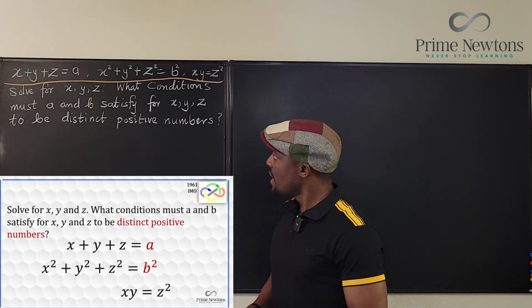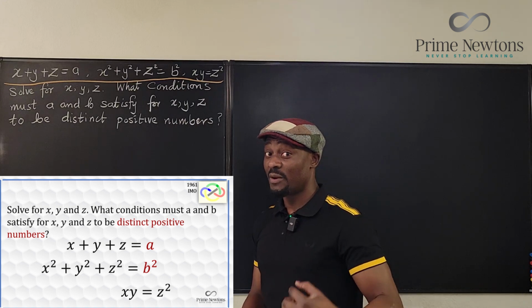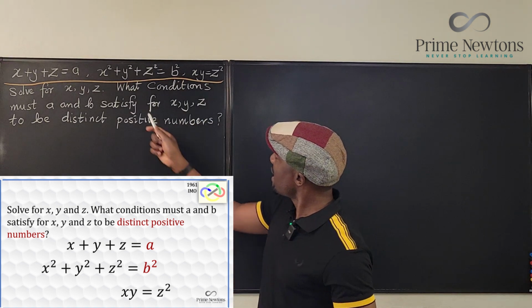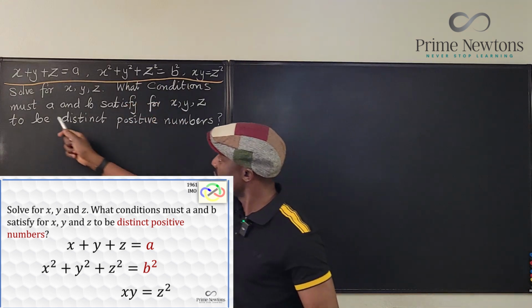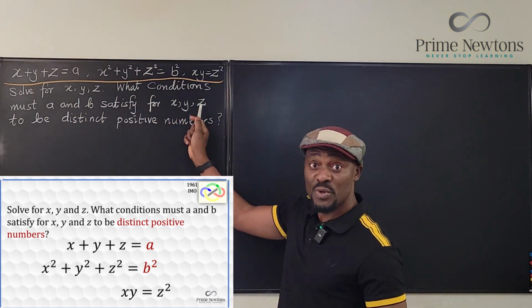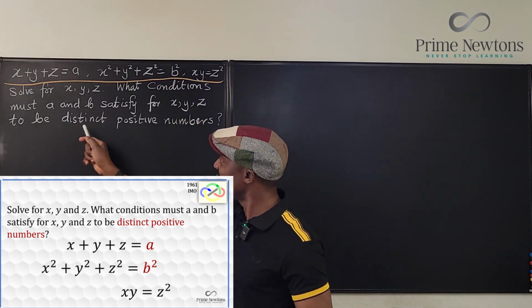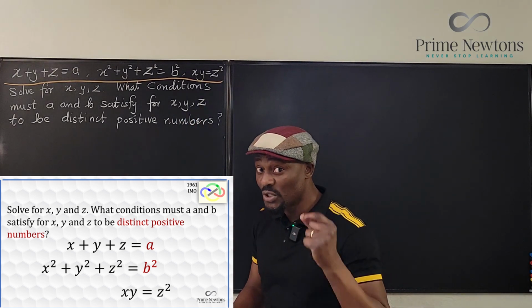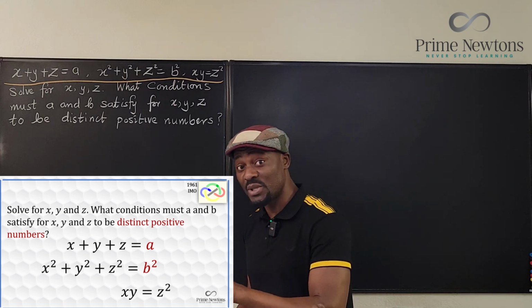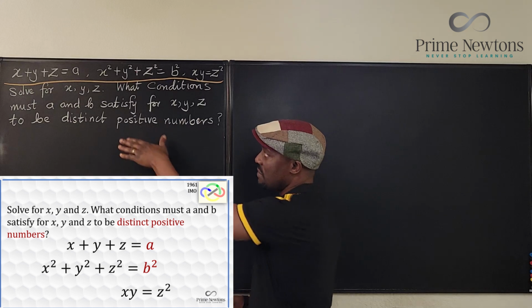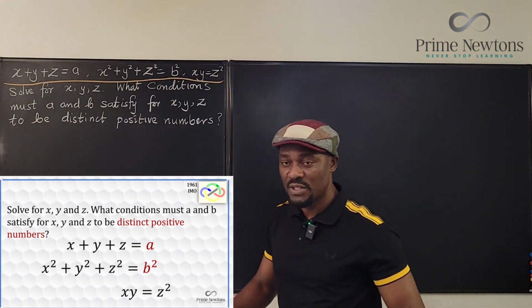But there's a second part, which was the part that was very technical and hard to show, is to find the conditions that must be satisfied by a and b so that the answers we get, x, y, and z, will be distinct positive numbers. So it means x will not be equal to y and y will not be equal to z, and they have to be positive numbers. So this is a premise we're going to use for whatever we're doing.